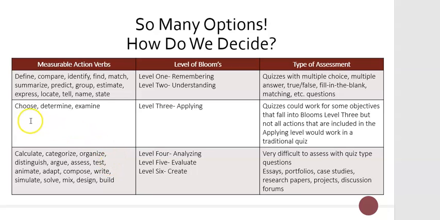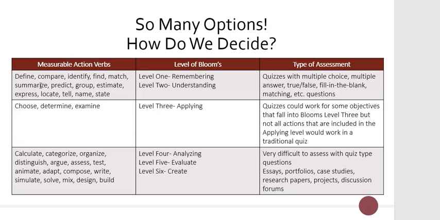When you get to words like choose, determine, examine, you'll get to level 3, applying, and some quizzes may work, but you're getting to a point where you're going to have to get outside of there and do other things outside of traditional quiz-based standardized testing situations. Now I will go back up to the first row for a minute for summarize, because summarize can fit in the lower 2 levels, but it can also fit in the top 3 levels.